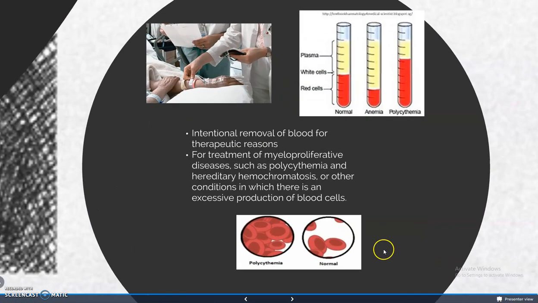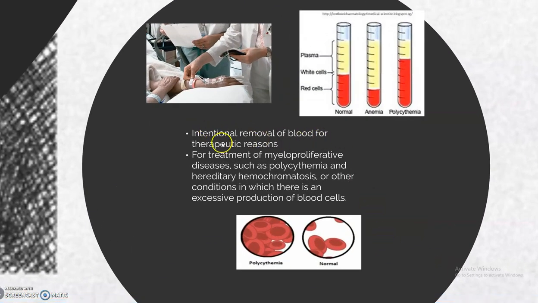Then there's therapeutic donation. This is the removal of blood for therapeutic reasons, for treatment of myeloproliferative diseases such as polycythemia, which is too many red blood cells, and hereditary hemochromatosis and other conditions in which there's an excessive production of blood cells. They'll actually take a pint of blood off of the patient. They can't use it for donation, but it is used to help decrease the production. So polycythemia is the overproduction versus normal.